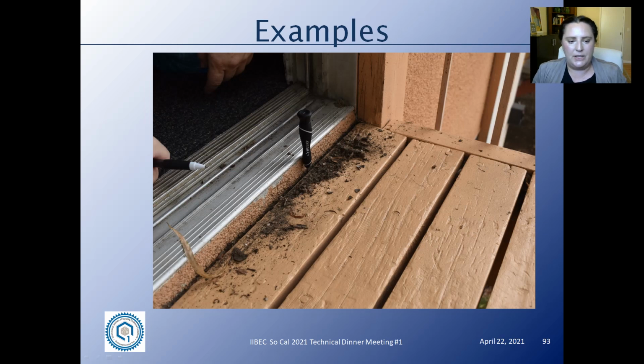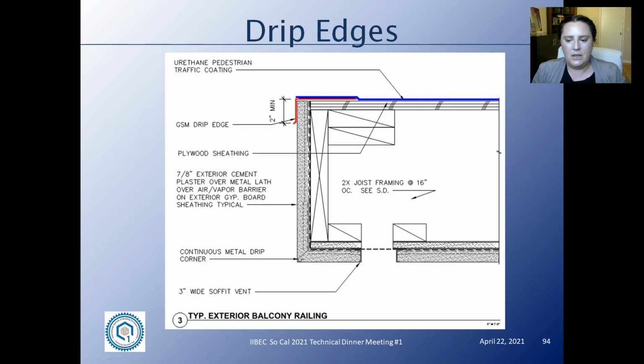Here's another example of dirt and debris being trapped in a small area that can cause some decay. And then this is actually a probe into the joist below showing that there is some decay. So in terms of details, there's specific areas that tend to be problematic. One is drip edges, particularly when we have a traffic coating on top of plywood sheathing.